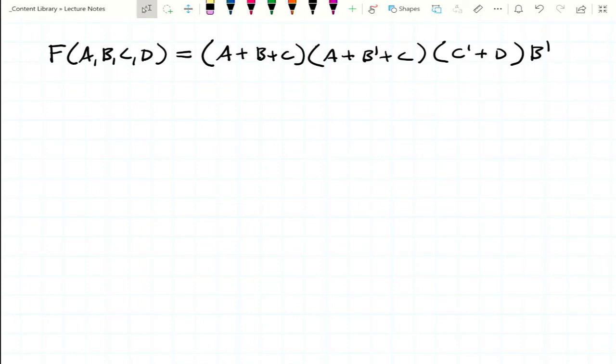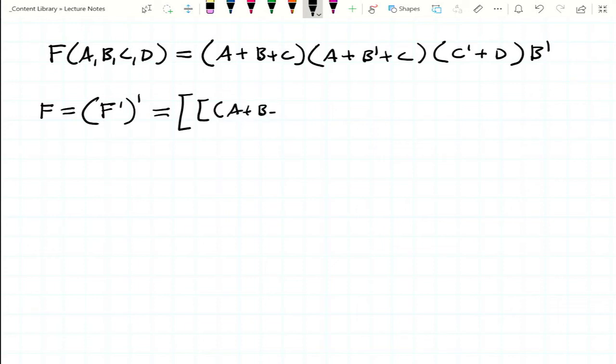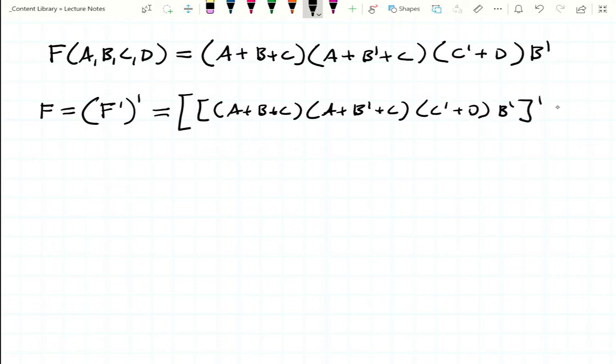Okay. So the first thing we'll do is draw our normal Boolean expression. Or actually, I take that back. Let's do the Boolean algebra part first, just to illustrate that it works, and then we'll do the logic stuff. In practice, you don't have to do the Boolean algebra. I just want to do it once, just to say that we did our due diligence and show that it works. So if I say F is equal to F prime prime, that means I'm going to get two big expressions here: A or B or C, A or B prime or C, C prime or D, B prime, prime, prime.